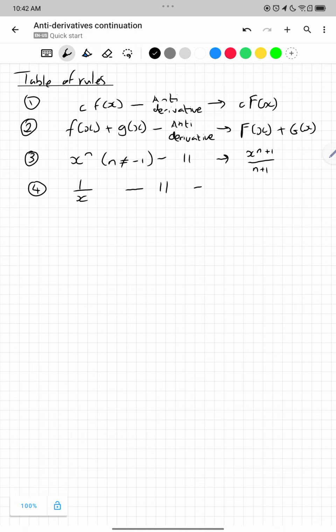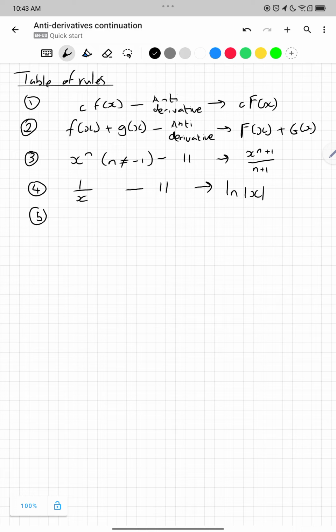So number 4, 1 over x, that means n is equal to -1. We antiderive it this way. The antiderivative of that will be equal to ln of the absolute value of x. Why absolute value? Because ln on the negative side does not exist. So we're keeping the x variable positive.